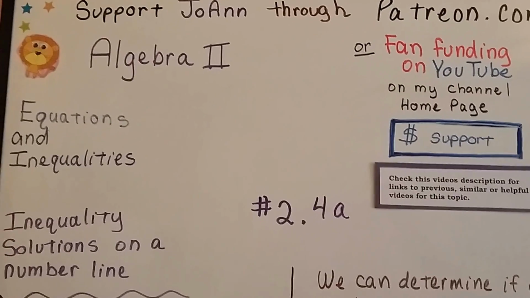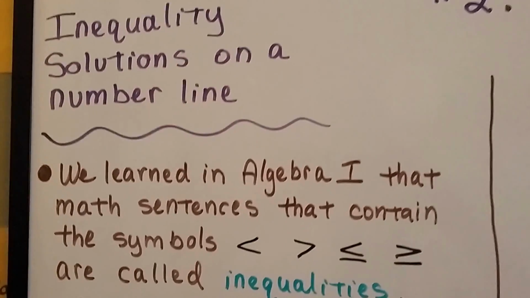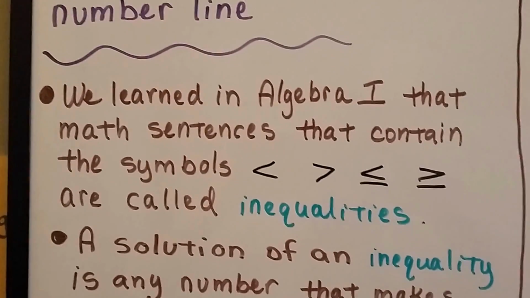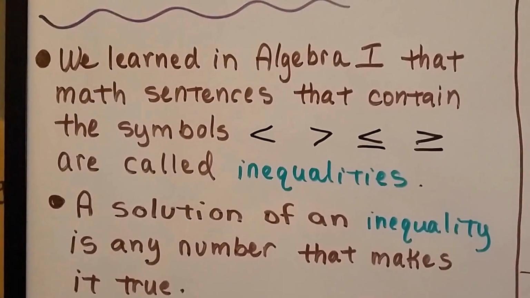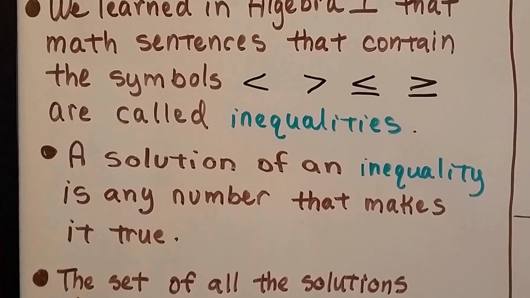Algebra 2, 2.4a, Inequality Solutions on a Number Line. We learned in Algebra 1 that math sentences that contain the symbols less than, greater than, less than or equal to, or greater than or equal to are called inequalities.